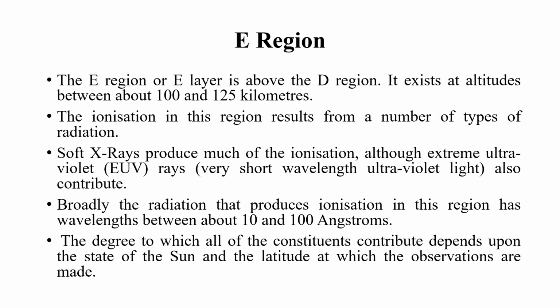The next region is the E region, or E layer, which is above the D region. It ranges from 100 to 125 kilometers. Here also the ionization results from a number of types of radiation. The soft X-rays produce much of the ionization, and extreme ultraviolet rays also play an important role. The radiation producing this ionization has wavelengths from 10 to 100 angstroms, and the degree to which each contributes depends upon the state of the sun and the latitude at which observations are made.